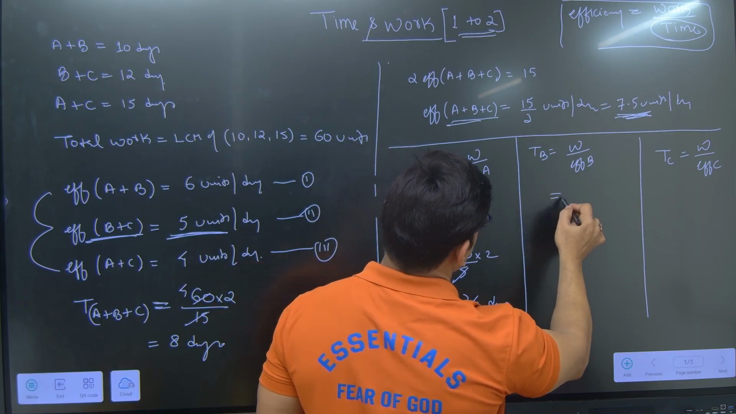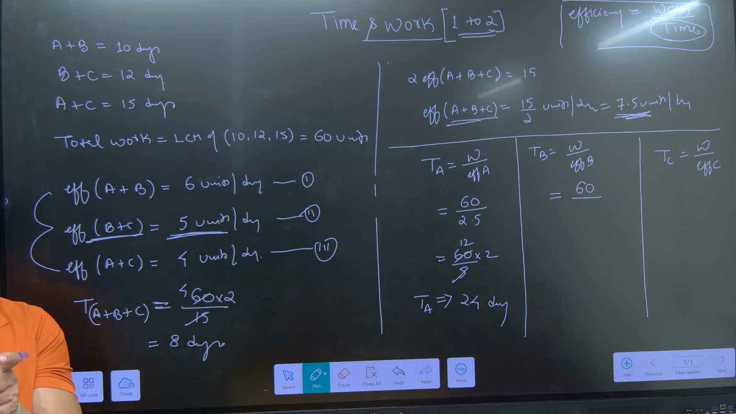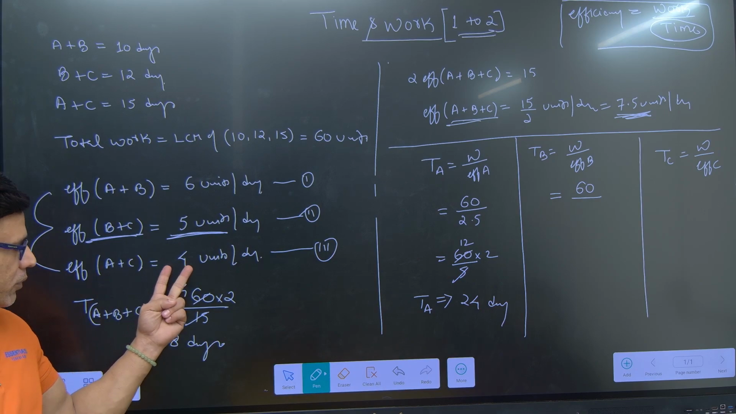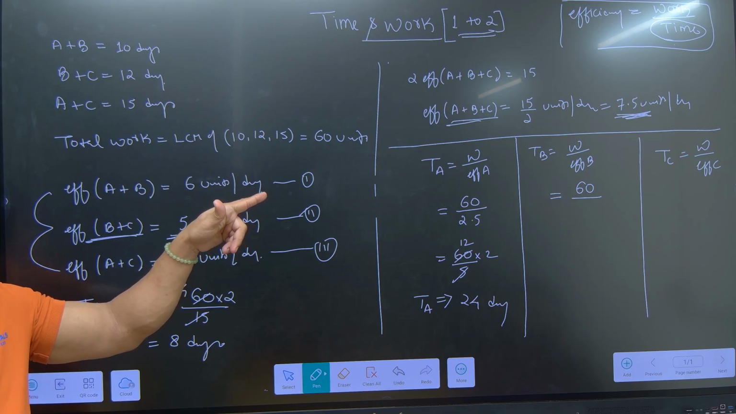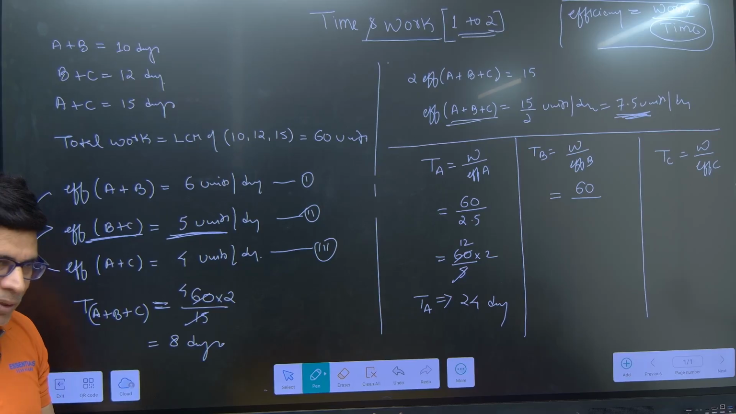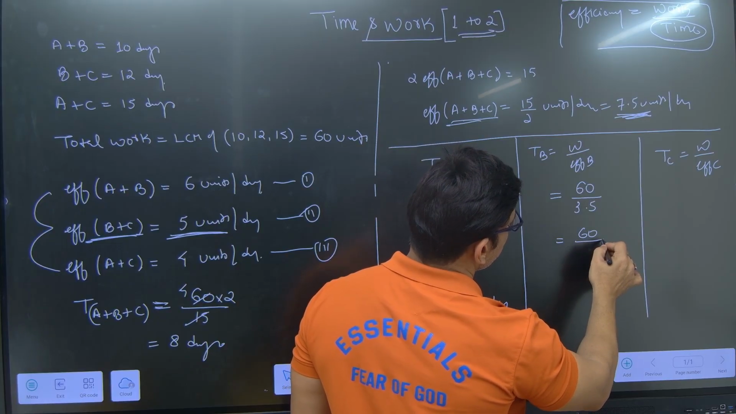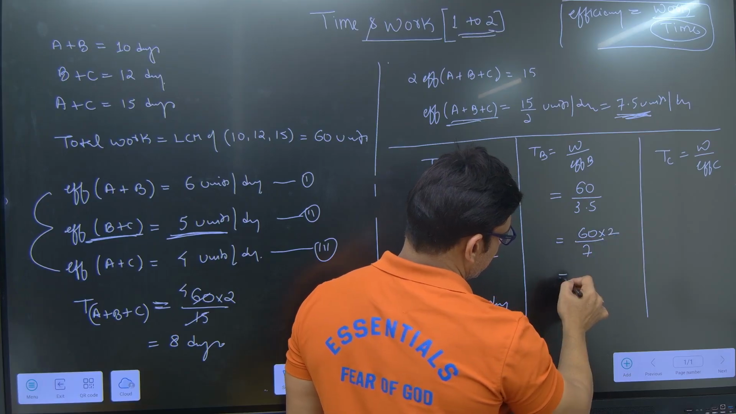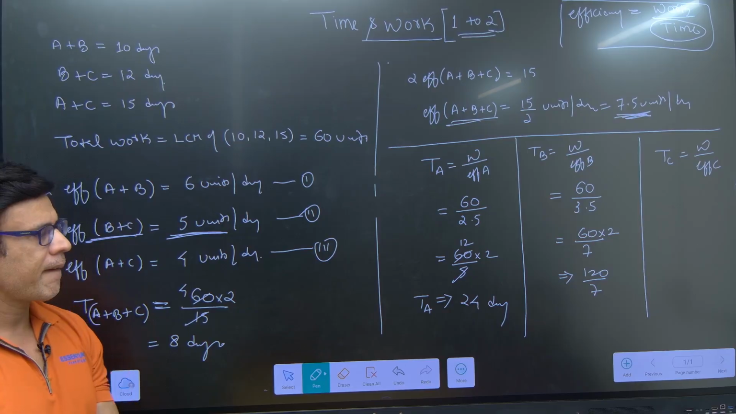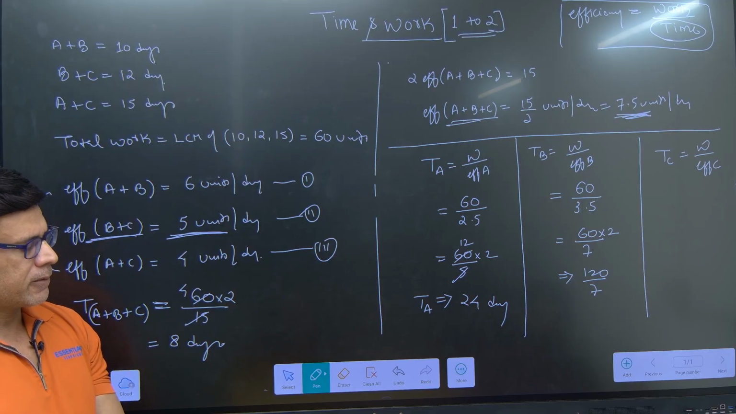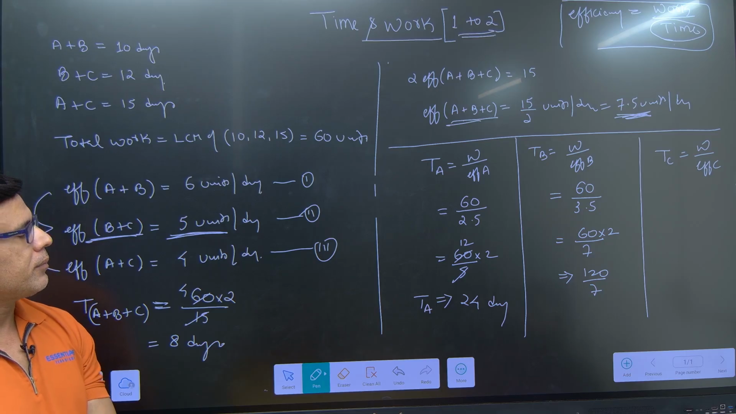If I have to find out time taken by B alone, I know the work. To find efficiency of B alone, I have to check A plus C. A plus C is doing what? 4. And A plus B plus C is 7.5. So 7.5 minus 4 is what? 3.5. So efficiency of B is 3.5, which is 7 by 2. So 60 by 7 by 2, which is 120 by 7. Divide कर देना. I think 15, 16 days ऐसा कुछ आएगा approximately, 17 point something.